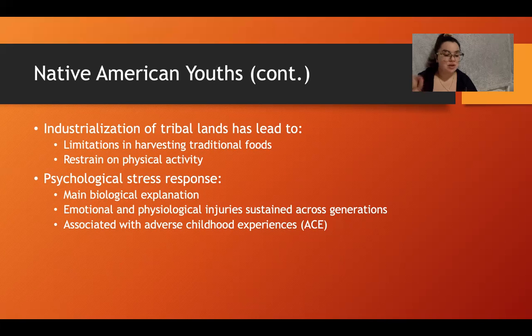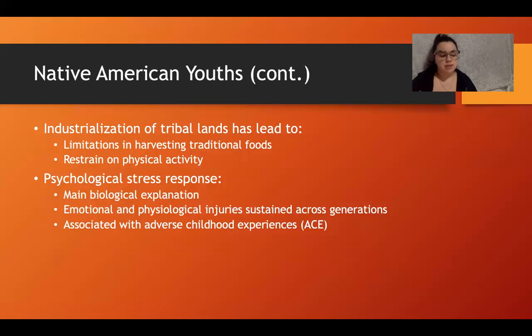Physiological stress responses are the main biological explanation for diabetes among Native American adolescents. This response is associated with the cumulative emotional and psychological injuries sustained across generations. Another notable association is between physiological stress response and adverse childhood experiences, or ACEs, which also lead to chronic diseases such as diabetes.